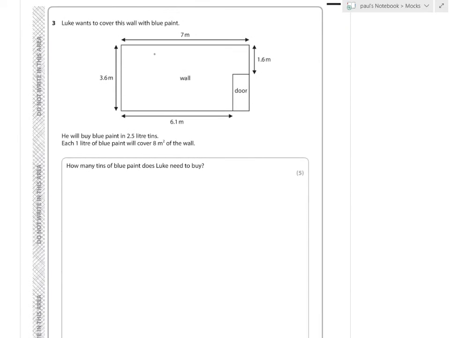Luke wants to cover the wall with blue paint. He will buy blue paint in 2.5 litre tins. Each litre of blue paint will cover 8 square metres of wall. How many tins? So first of all, what about a door? Oh, give us a bit of the dimensions of the door. So the whole wall, including the door, is 3.6 by 7.